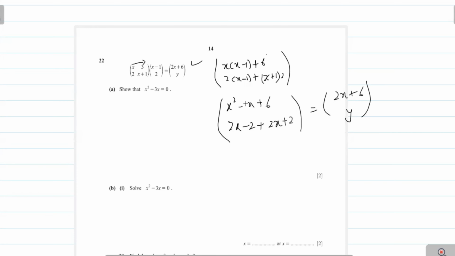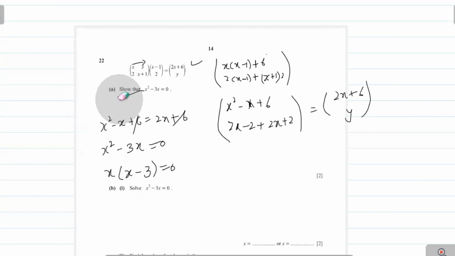You see here x squared minus x plus 6, we can write x squared minus x plus 6 equal to 2x plus 6. Now 6 will be cancelled. Now we can write x squared minus 3x equal to 0. Therefore, x is taken as common. We can write x into x minus 3 equal to 0. And this is the answer, and we have to prove this.